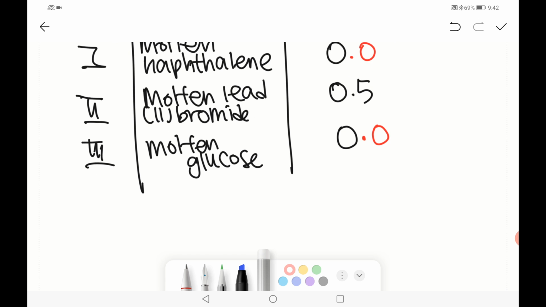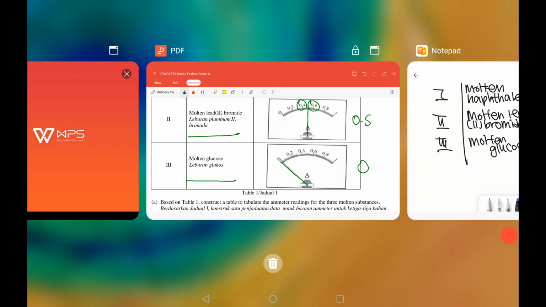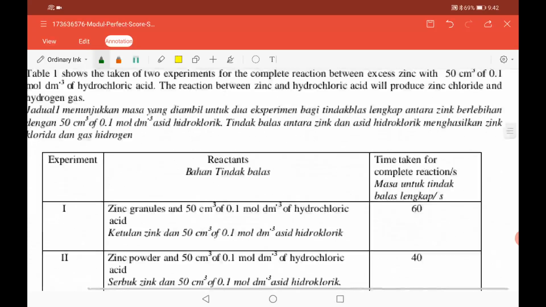Now I will show you one more example. I'll show you another example here. So let's go on to the next page.